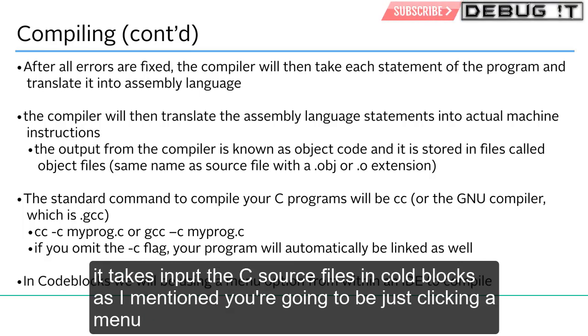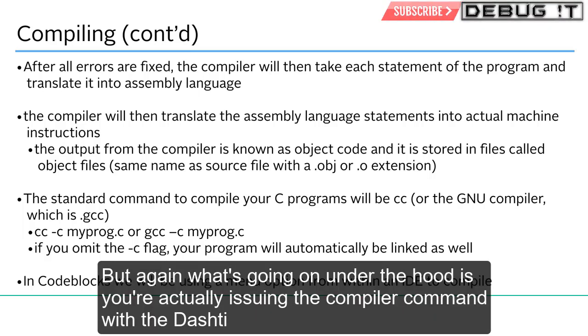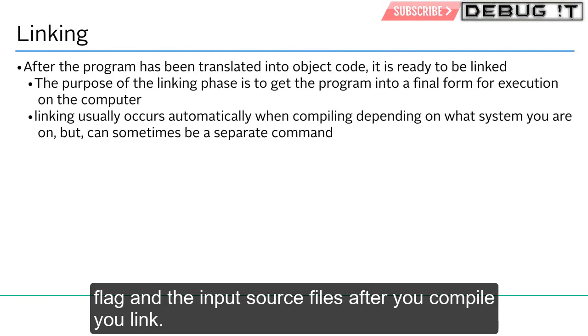In Code::Blocks, as I mentioned, you're going to be just clicking a menu option and it will automatically compile, link, and then you can click another menu option and it will automatically run. But again, what's going on under the hood is you're actually issuing the compiler command with the -c flag and the input source files. After you compile, you link.